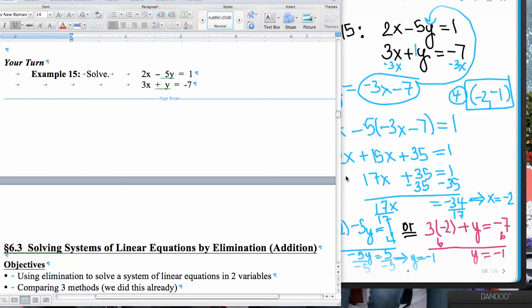So we'll be coming back in the next lecture and doing section 6.3. That's a new method again.